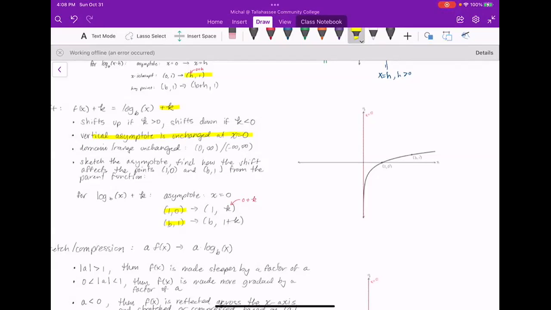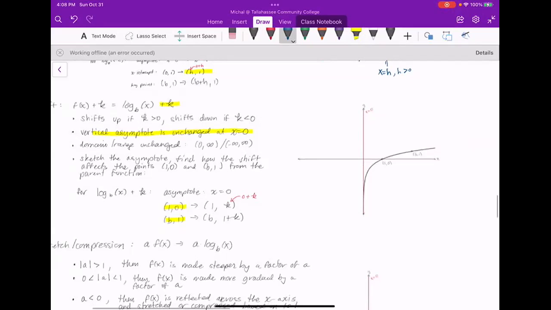So a shift up from this would just be this exact same graph shape, but just a little higher up. And in this case, my point 1, 0 would become 1 comma k. And my point b, 1 would shift by k units up, and I would get b comma 1 plus k.